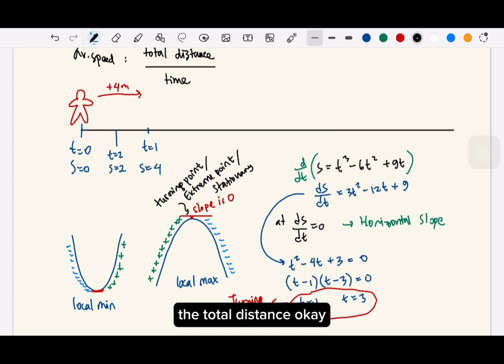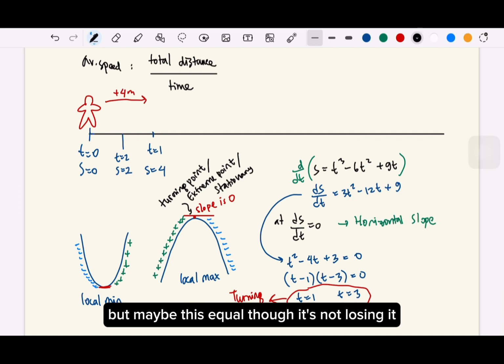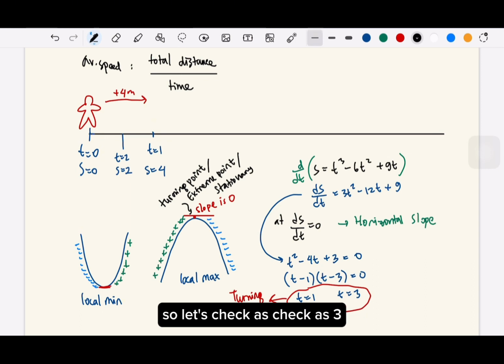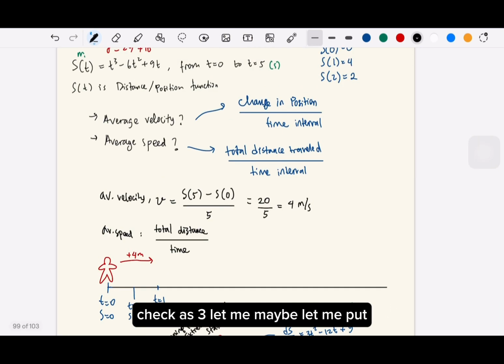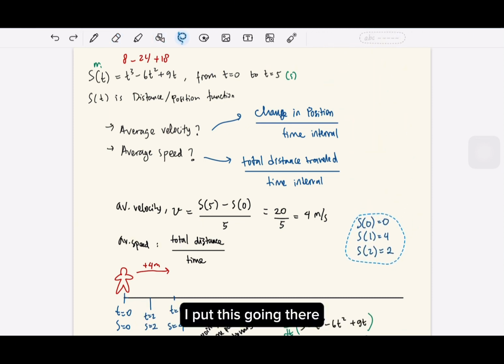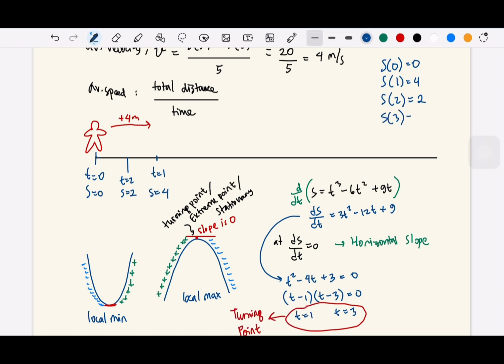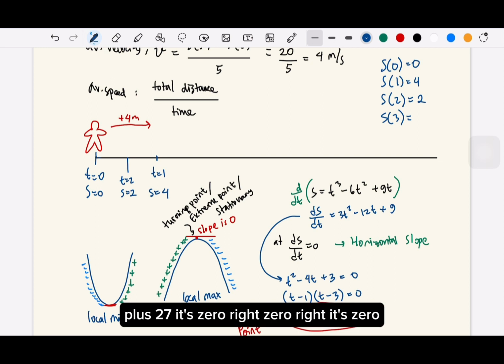Okay, so back to the question, the total distance. So we have 4 and then 2, but maybe this t equals 2 is not really significant. The significant ones are t equals 1 and t equals 3 because these are the turning points. So let's check S3. So S3 is equal to, 3 cubed is 27, 27, 9, 6, 54, 54, 27, negative 27, plus 27, it's 0, right? It's 0.